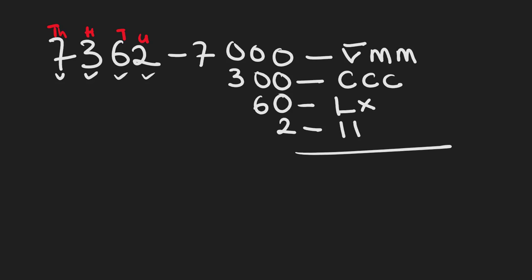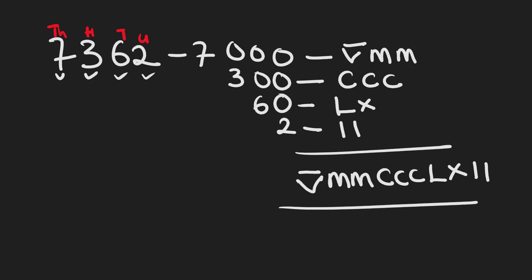So now if we're writing this, it's going to be V with a line at the top, then we have M, M, CCC, L, X, I, I. So this is 7,362 in Roman numerals. Right?